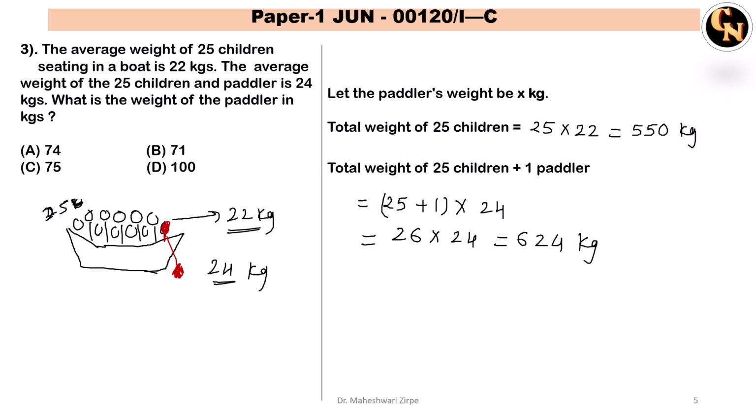Then the last part, we'll have the weight of the paddler. Weight of the paddler will be simply 624 minus 550, because this is the weight along with the paddler and this is without the paddler, so you have to subtract it, and it comes out to be 74 kg. So your answer is A. 74 kg is the answer. So this way you have to solve this question.